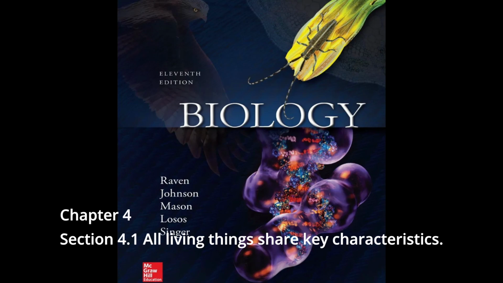Section 4.1. All living things share key characteristics. The Earth formed as a hot mass of molten rock about 4.6 billion years ago. As the Earth cooled, much of the water vapor present in its atmosphere condensed into liquid water, which accumulated on the surface in chemically rich oceans.